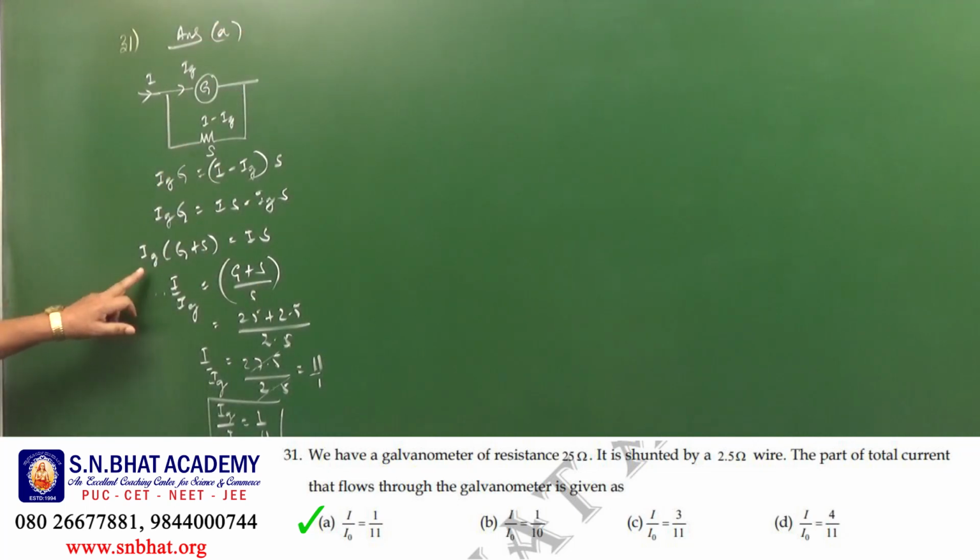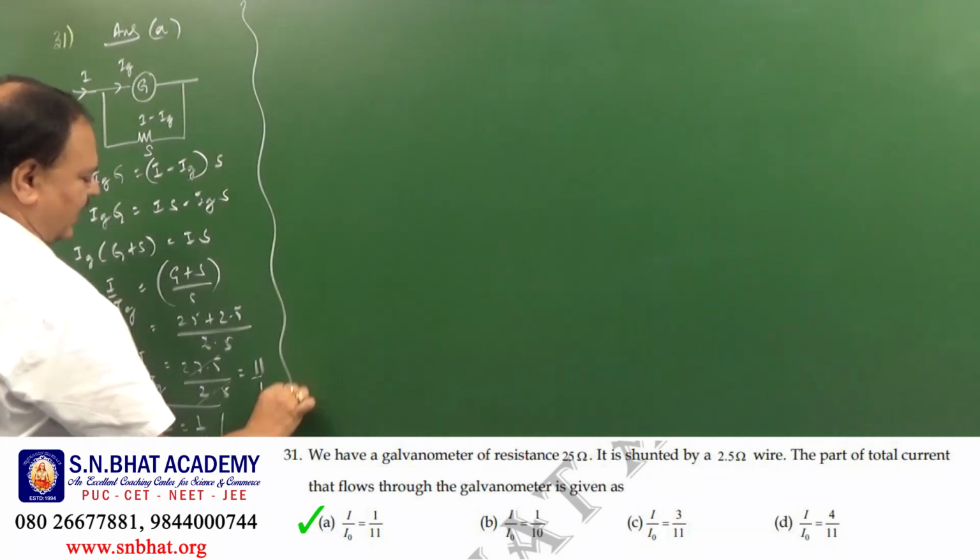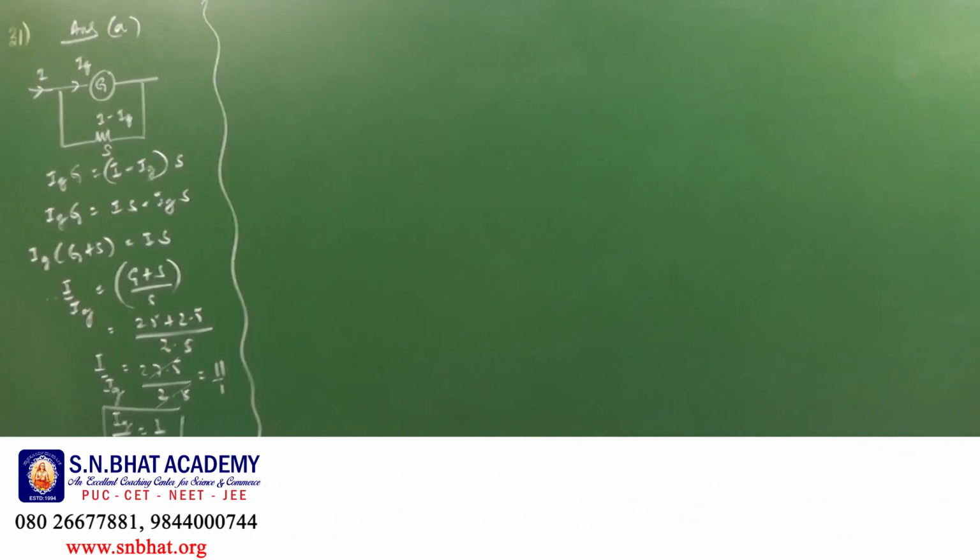You want the current through the galvanometer. You could have simplified that here only. We have gone for a large number of steps. Okay, next.